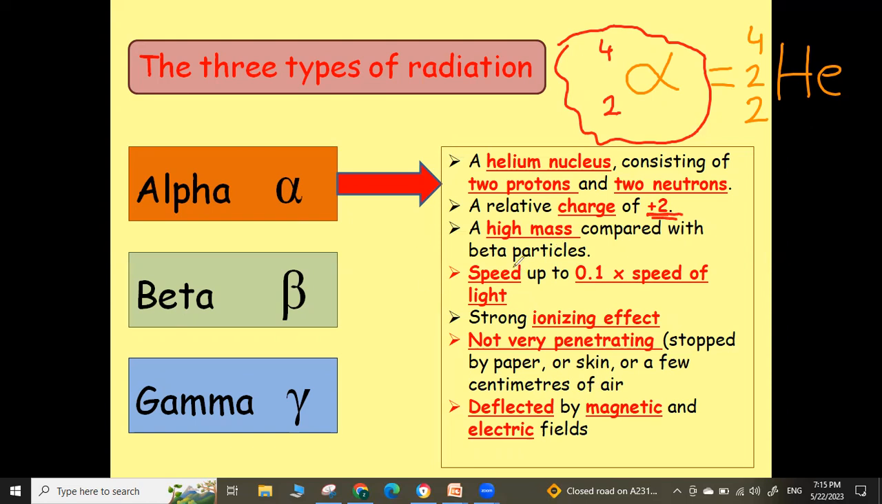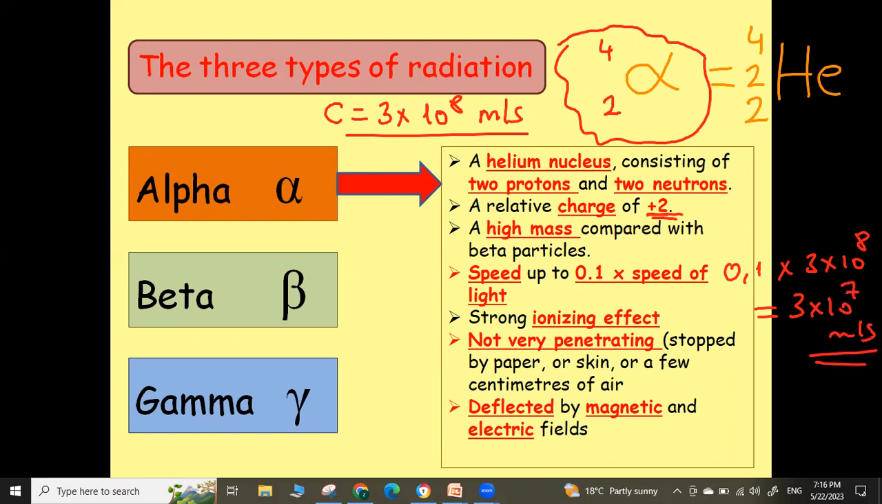Alpha particles have a high mass compared with beta particles. The mass of alpha particles is higher than the mass of beta particles, and they travel at speeds up to 0.1 times the speed of light. We know that the speed of light is 3 times 10 to the power of 8 meters per second. So the speed of alpha particles is 0.1 times 3 times 10 to the power of 8. 0.1 is 10 to the power of -1, so 10 to the power of -1 times 10 to the power of 8. 8 minus 1 gives 10 to the power of 7. So the answer is 3 times 10 to the power of 7 meters per second. This is the speed of alpha particles.